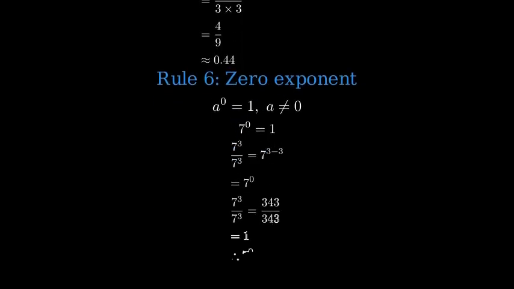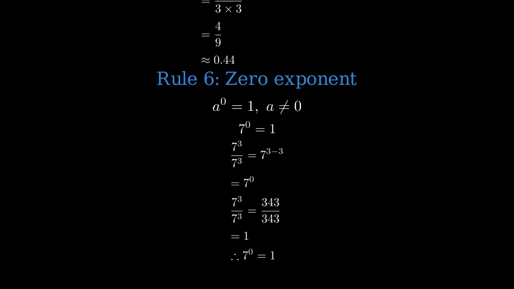Consider 7 to the power of 3 divided by 7 to the power of 3. Using our division rule, this equals 7 to the power of 0. But 7 cubed divided by 7 cubed is obviously 1. Therefore, 7 to the power of 0 must equal 1.